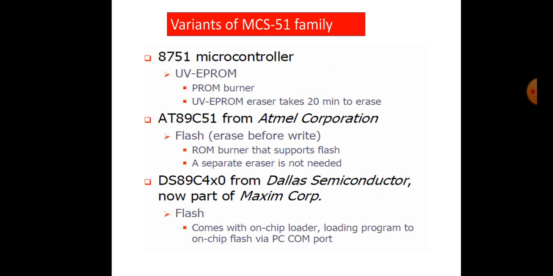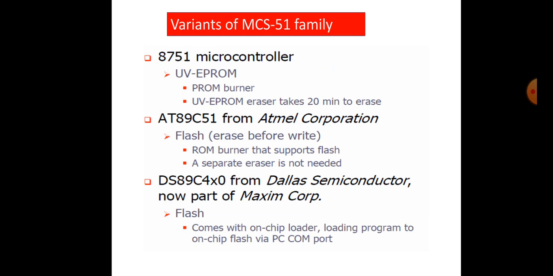But in case of your 8751, as it has an EPROM, by exposing it to ultraviolet rays it can be erased, and by using an EPROM programmer, it can be programmed.